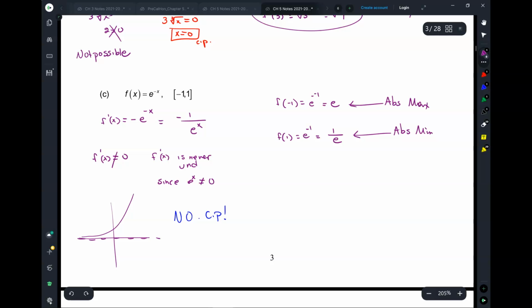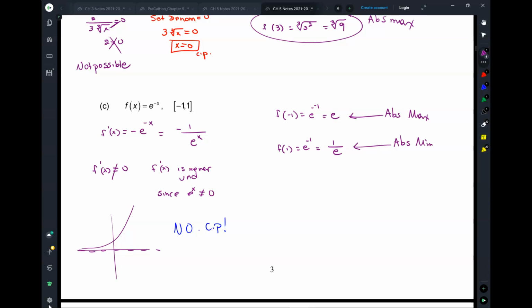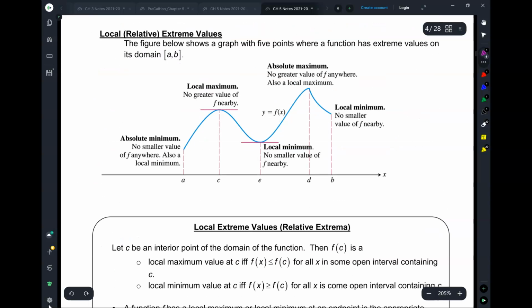So you cannot determine, let's just say, quickly, if a problem did have a critical point. We talked about absolute min or max. Let's talk about local min or max. In pre-calc, we call these relative min or max, right? Relative extreme values.